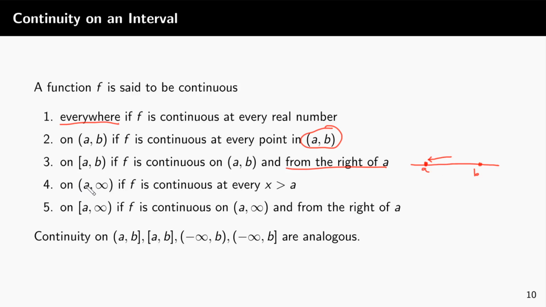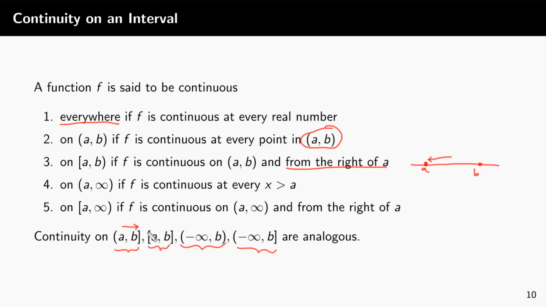So, number 4, continuous on the interval a to infinity if it is continuous at every x greater than A. And then number 5, similar to number 3, we can add the left endpoint if f is continuous on the interval from a to positive infinity and also from the right of A. So for continuity on all the other kinds of intervals, for example, this and this, it is analogous. So for example, this interval from A to B but you include B, okay? A function will be continuous here if it is continuous on the open interval from A to B, and also it is continuous from the left of B.